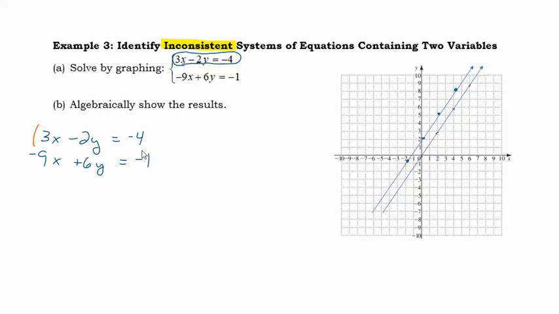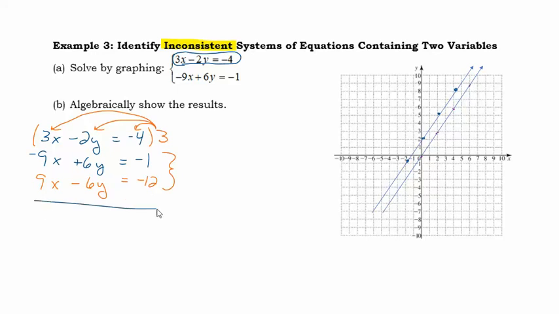So to make it a positive 9, I'm going to multiply by 3. So I'm going to multiply each of these by 3. All right, and then I'll write the result down here. So let's see, I'd get 9x minus 6y equals negative 12. Okay, so now I'm going to add those two equations together.